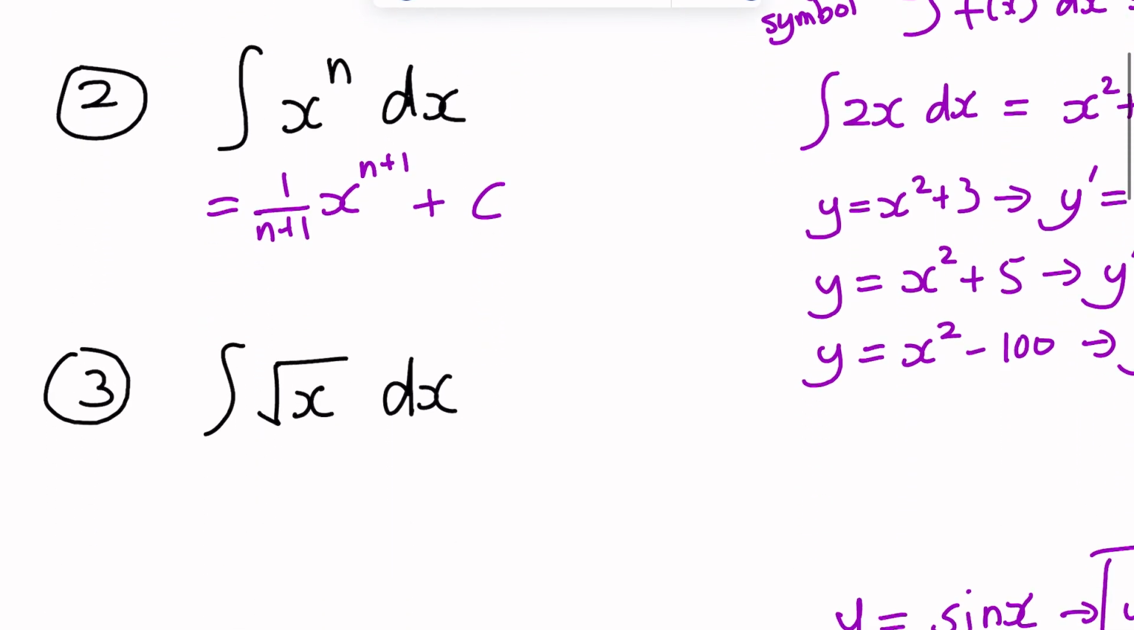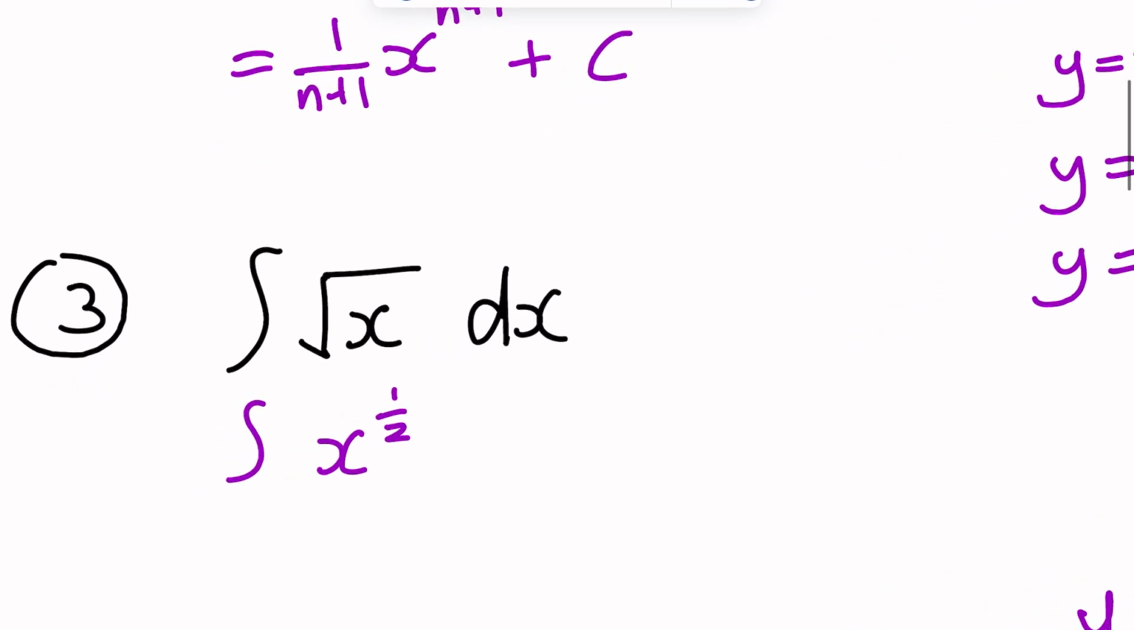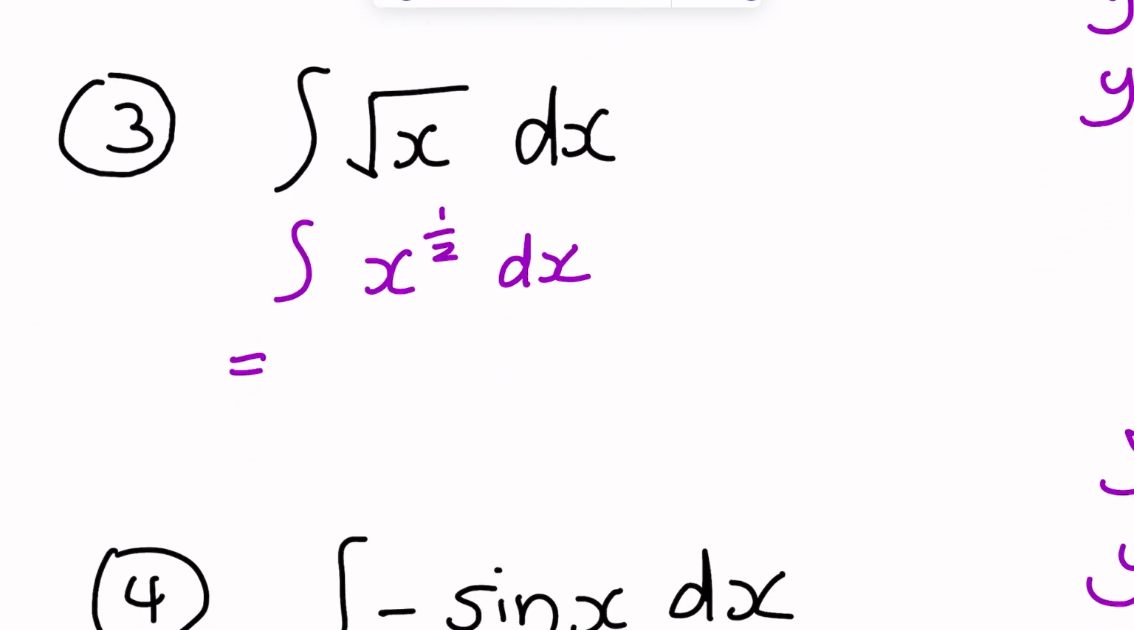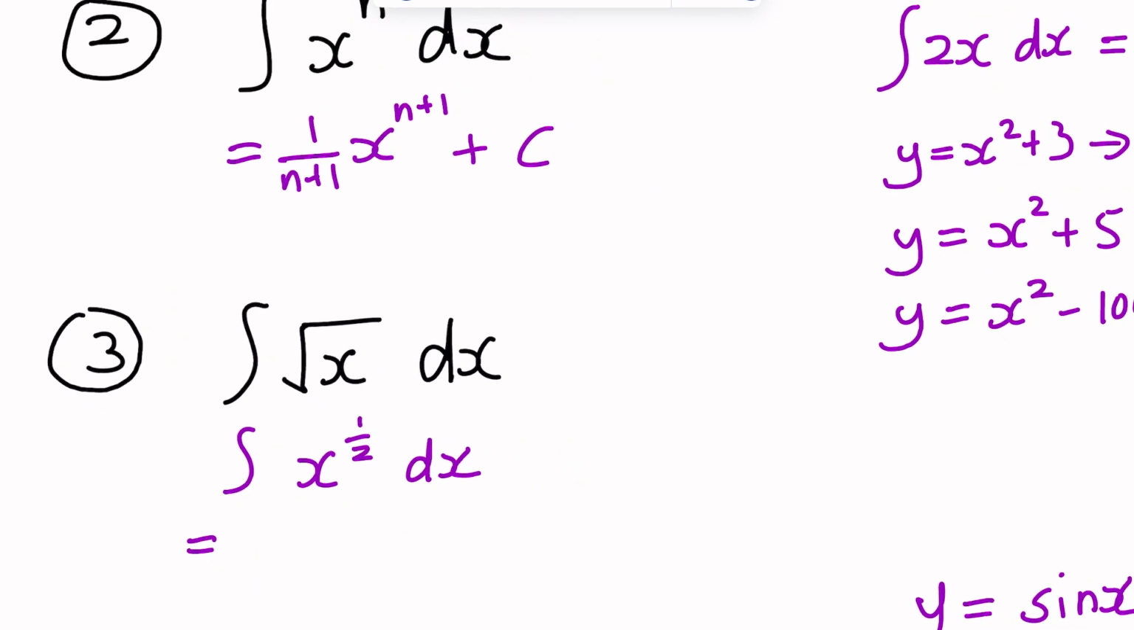So now let's try to find the original function of square root of x. Let's just rewrite this in terms of power. We know that square root is the same as x to the power of 1/2. So let's do that, and we want to find the integration. Let's try making use of this formula here. We have 1/2 as n, so the power becomes 1/2 plus 1. And 1/2 plus 1 is 3/2.